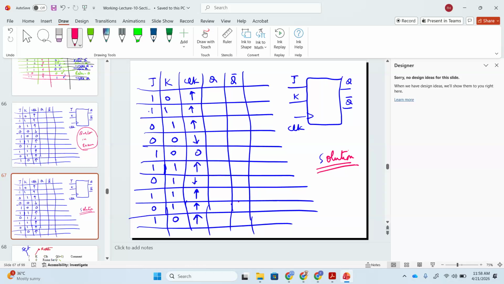So in the first case, can you see here J is set and K is reset. So it means Q will be 1 and Q bar will be 0. If it's 1 1, toggle, so it will toggle and become 0. Got it? I hope I answered your question.